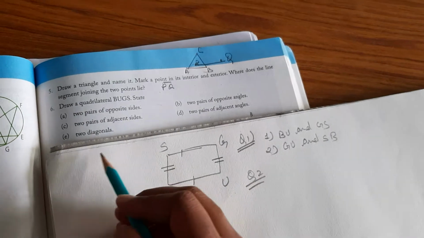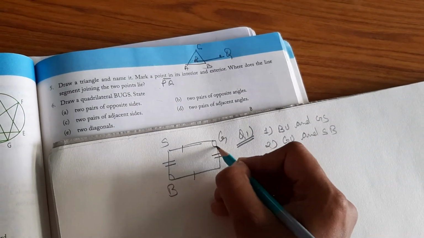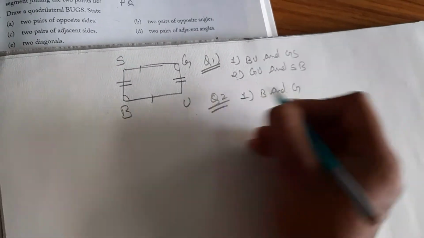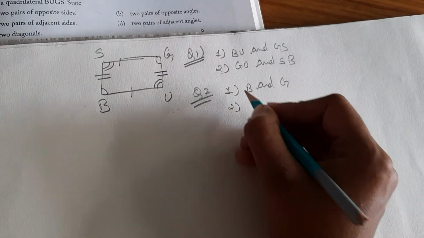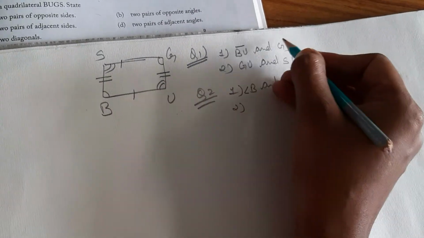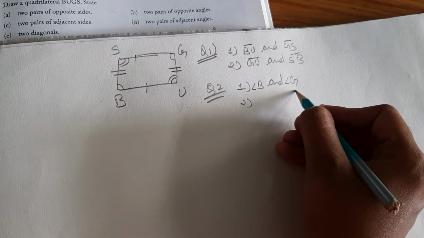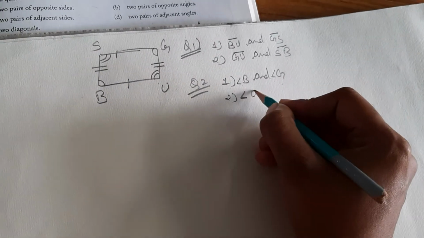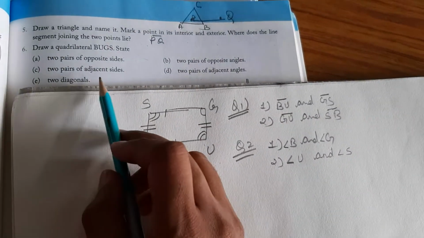Now question number 2. What is it asking? Two pairs of opposite angles. So you can write two pairs of opposite angles. This is one pair of opposite angles: angle B and G. And another one, this is the opposite angle, so you have to write the second angle. You have to note it down like that, and here you also draw the line segment. This angle symbol is necessary for all of you. Then write angle U and S. Angle U and S is another pair of opposite angles.